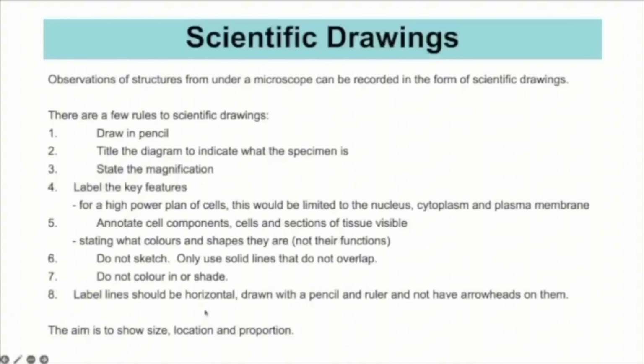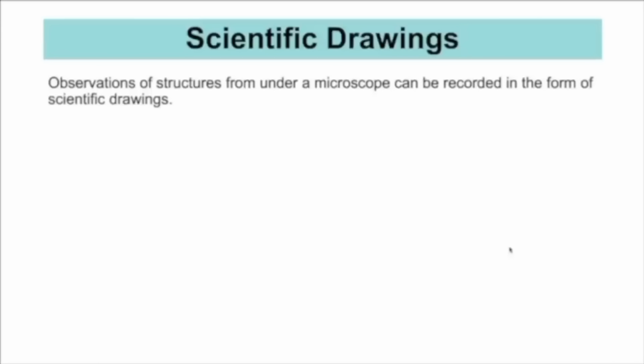So essentially, the aim of a scientific drawing is to show the size, location and proportion, and annotating some of these structural details. You could also be asked to do the scientific skill of scientific drawings, and these are very different to artistic drawings.